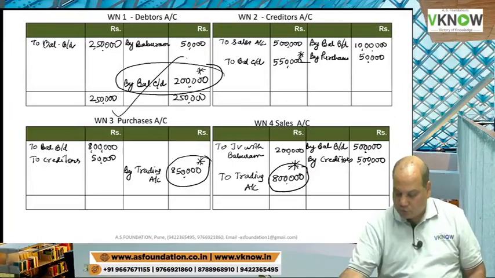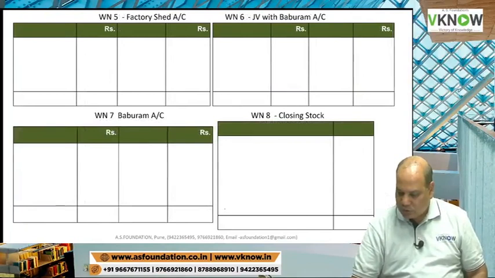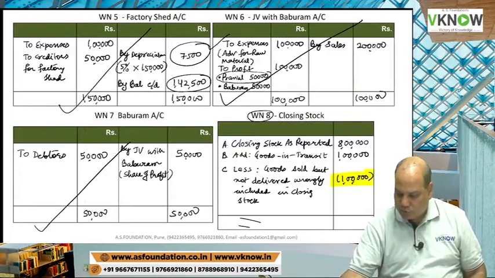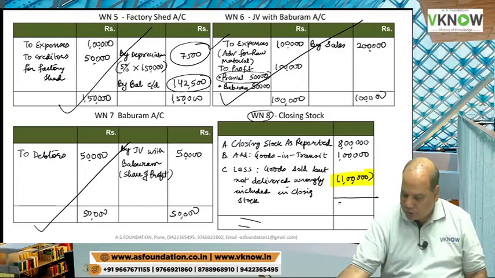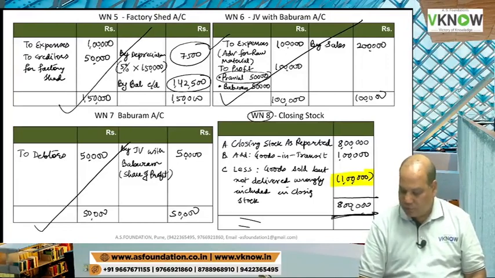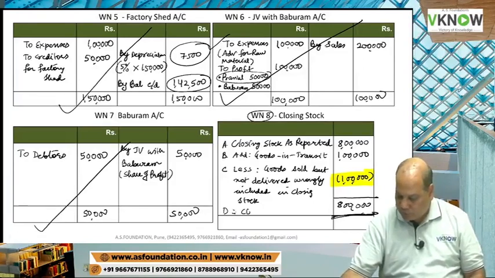So I have closed these 4 working notes now. 5 also close, 6 also, 7 also. Last one is closing stock. Take the total 8 lakh plus 1 lakh minus 1 lakh. So we are back to 8 lakh only. So point number D, write down therefore closing stock.